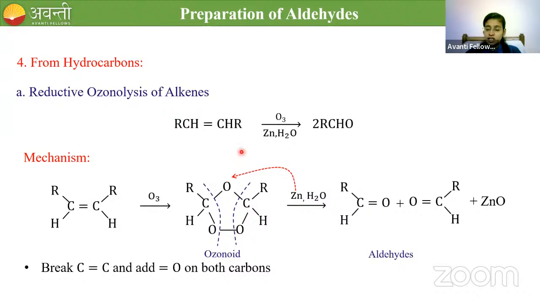You can get the answer by using this mechanism, or you can use this trick. Break the carbon-carbon double bond and add oxygen on both the carbons. If you add oxygen and break this bond, you will get RCHO and here RCHO, right? So if you want to find the product easily, break the double bond and add oxygen to both carbons. In the examination, if they ask you to find the intermediate, you should know how to get the intermediate also. You have to break the carbon-carbon double bond and add O3 in the 5-membered ring formation manner. Clear? I will give you the examples.